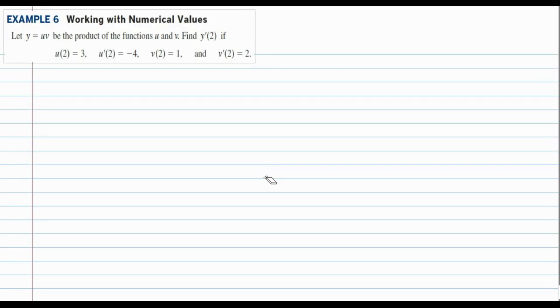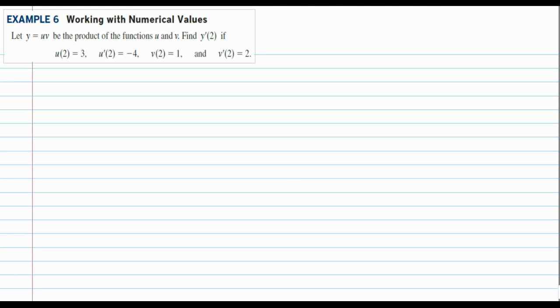This is the screencast for section 3.3, example 6. We're going to work with numerical values. In other words, if you don't know what a function is, you only know what the function is called, you can still take some derivatives and work with numerical values of those functions and their derivatives.